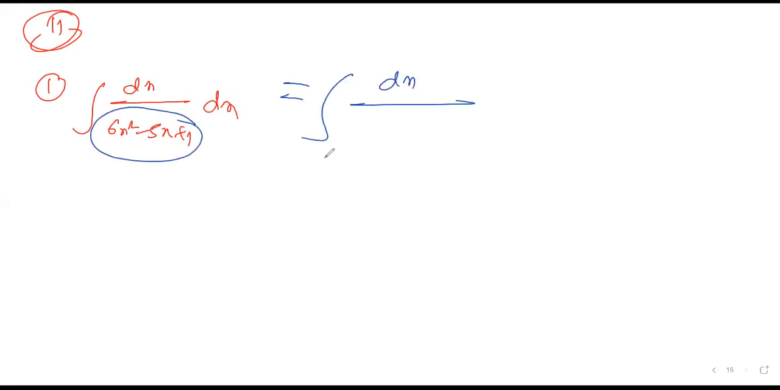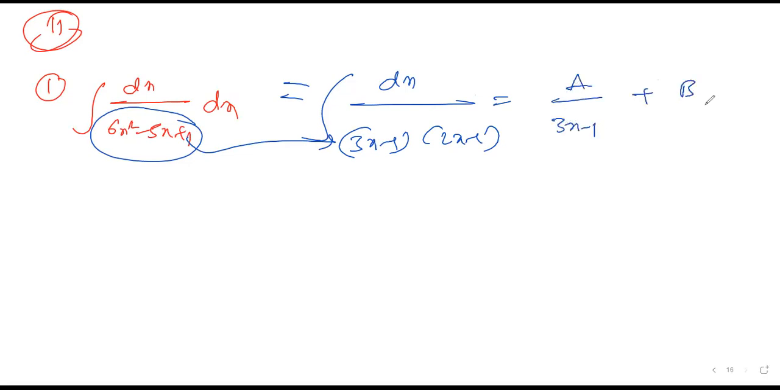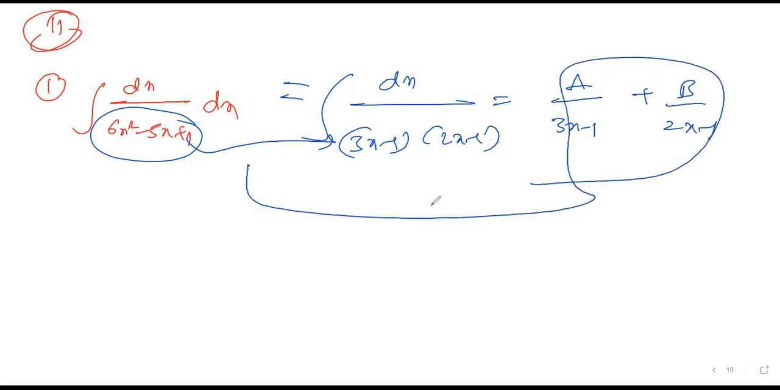You try to open it. I should get the answer 3x minus 1 into 2x minus 1. This work I don't want to do, I write the answer directly. You can split it into A by 3x minus 1, B by 2x minus 1. You can take it as partial fractions and find the values of A and B. You can continue that. You'll get log, 1 by 3 and 1 by 2, you'll get the answer.